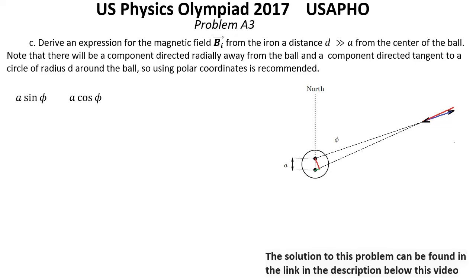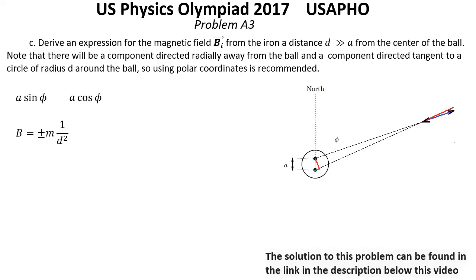Solution for question C. Consider this picture, and on this picture let's check the colored triangle with the black, red and green sides. The length of the black side is a, and the angle between the green side and the black side is phi. The red side will have length a sine phi, and the green side has length a cosine phi.